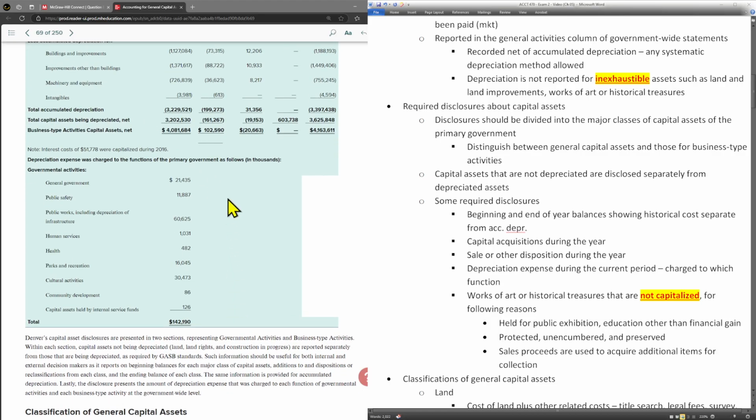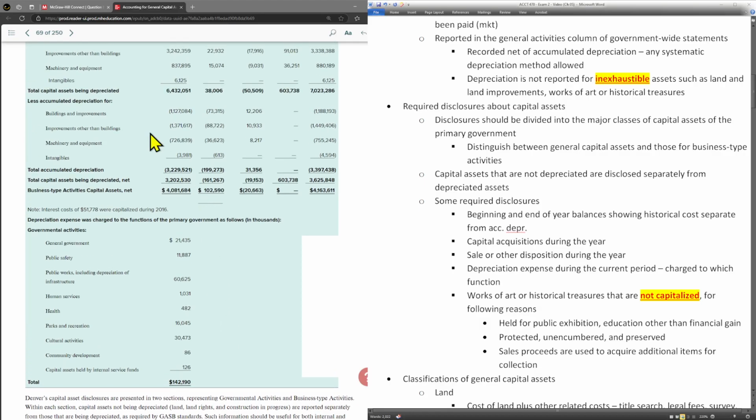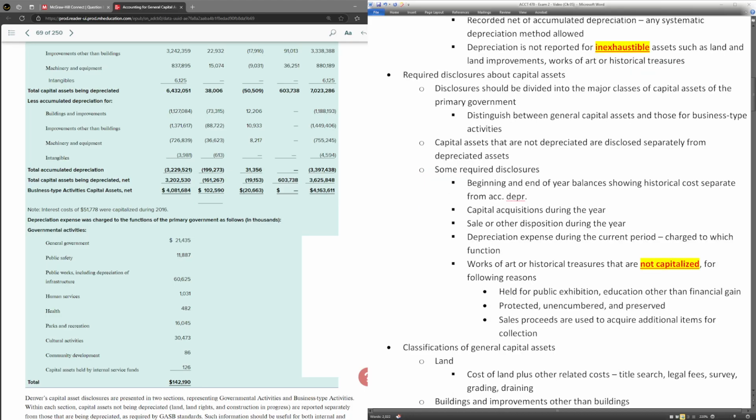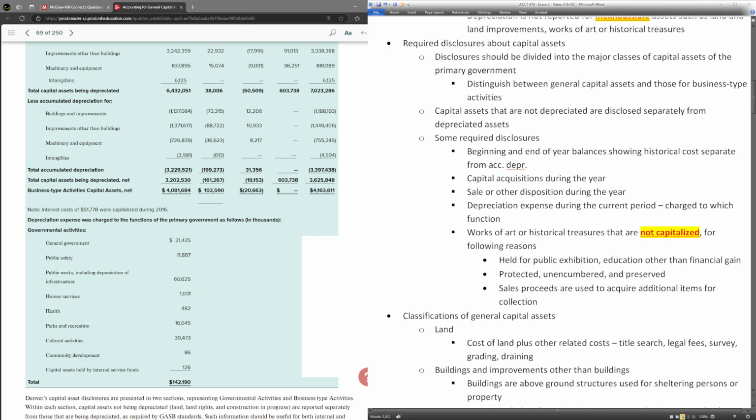The depreciation expense is tracked by which program, because the expense goes on their version of the income statement, whereas the accumulated depreciation is on their version of the balance sheet, which is the statement of net position. So what do you have? The beginning and ending year balances showing historical cost. We kind of went through most of this, sale or other dispositions. Depreciation expense charged to which function? We just looked at that.